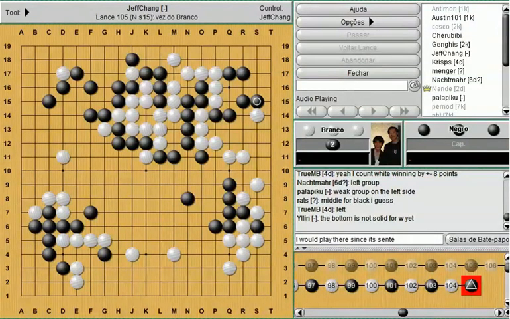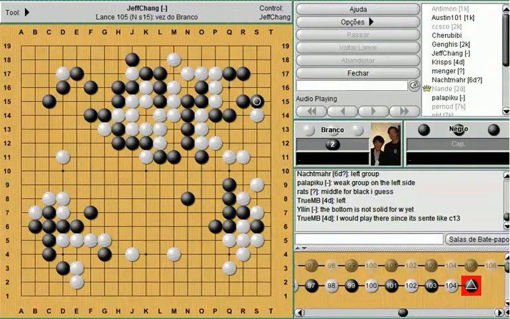Okay, that is very good. Now we have 3. White's left side group is weak. Black potentially might make more points in the center. And white's bottom is not solid yet. We already have 3. Are all those 3 true? Let's just confirm this first. Are those 3 threats all true?